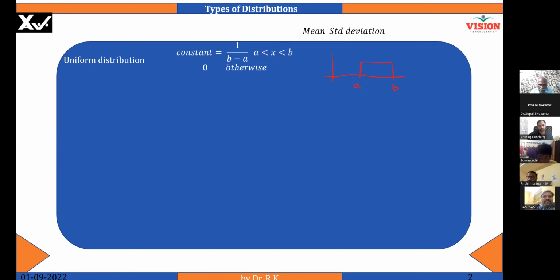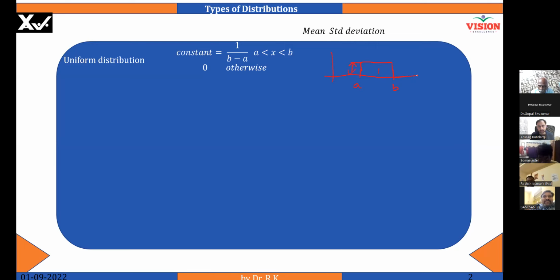Are you able to visualize this distribution? It is varying from a to b and the probability is always constant. Anything to occur between a to b is always this much. What should be this value? The total area should be 1. Therefore, this height, the frequency, is 1 by b minus a. So height into b minus a is 1, because the total area should be 1.